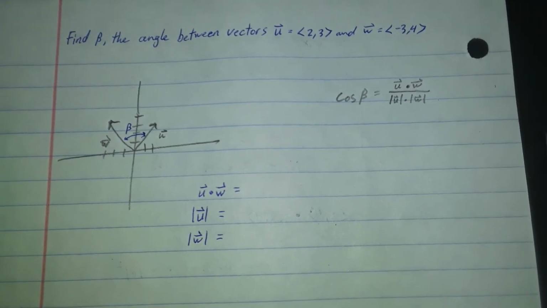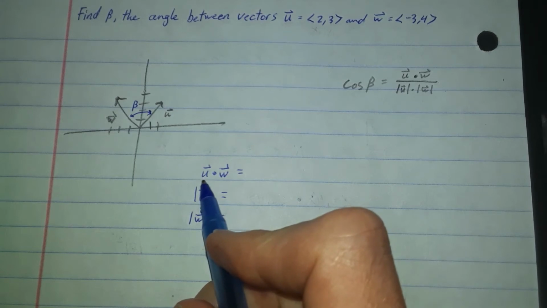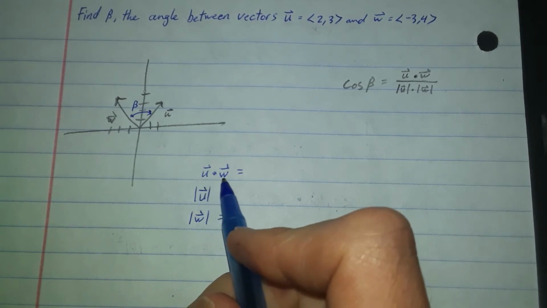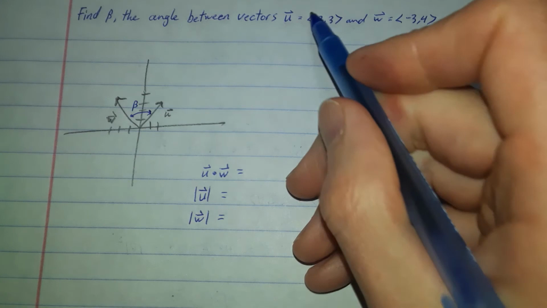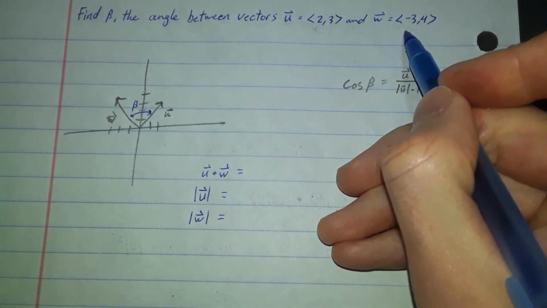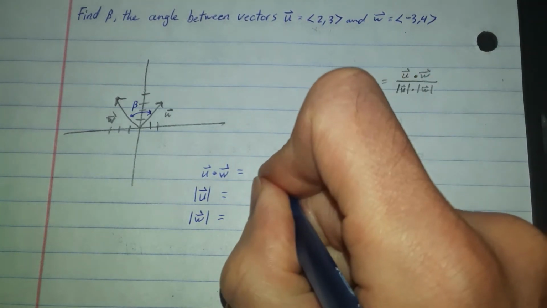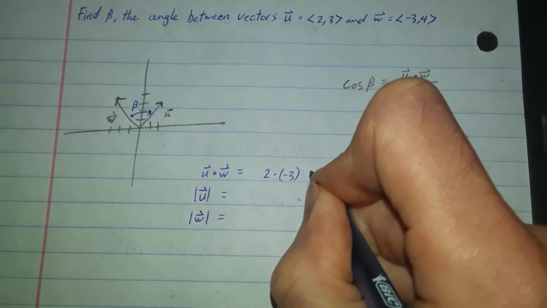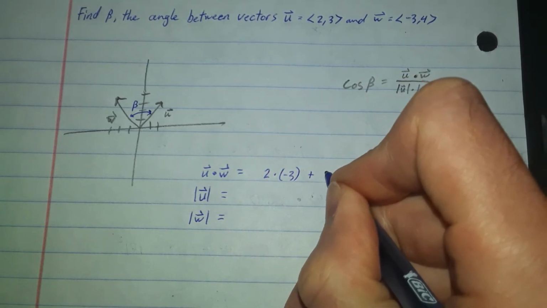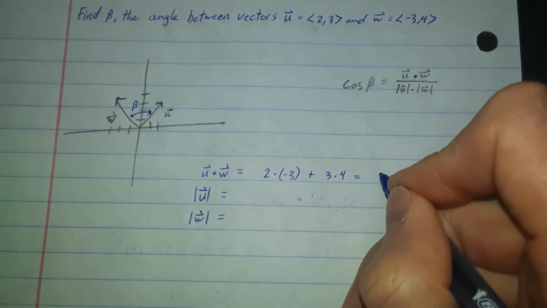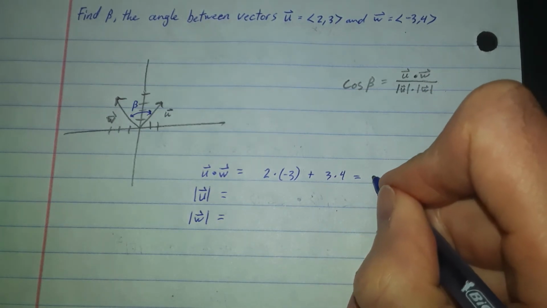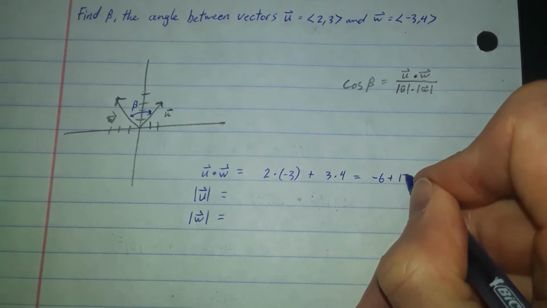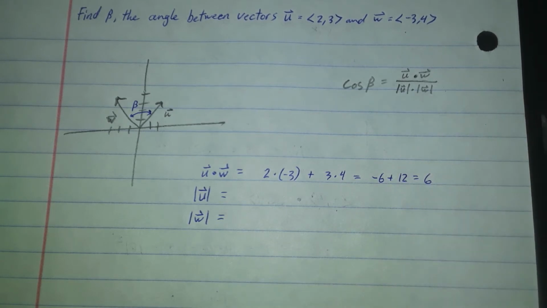So the dot product of u and w, we multiply the first terms in the component forms and then add them to the product of the second terms. So this is normal multiplication plus normal multiplication. This is going to give us negative 6 plus 12, which is a positive 6 when we add those together.